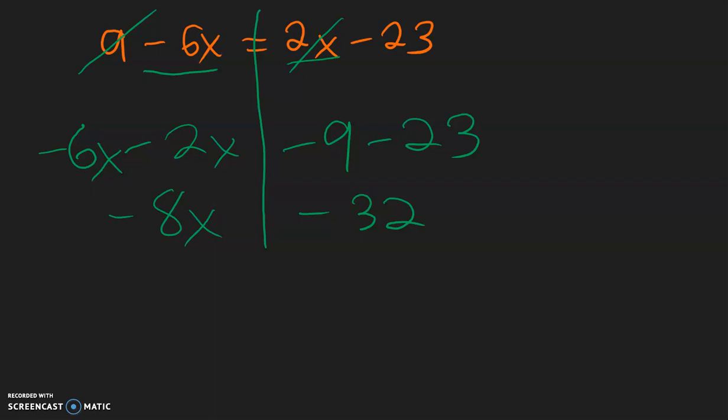And so we want to get x by itself, and x is being multiplied by negative 8, so we do the opposite, which is divide by negative 8 on both sides. Then we get x equals 4.